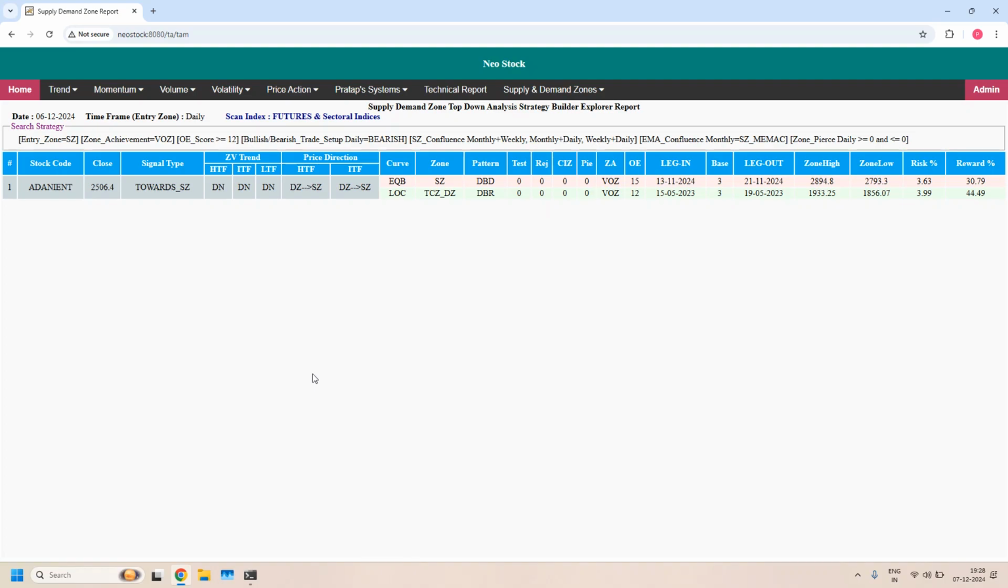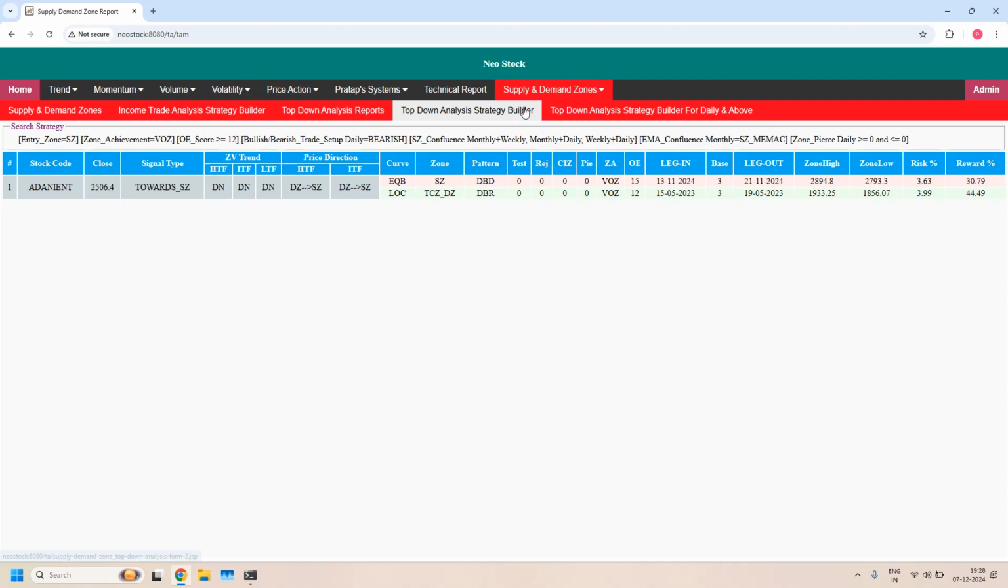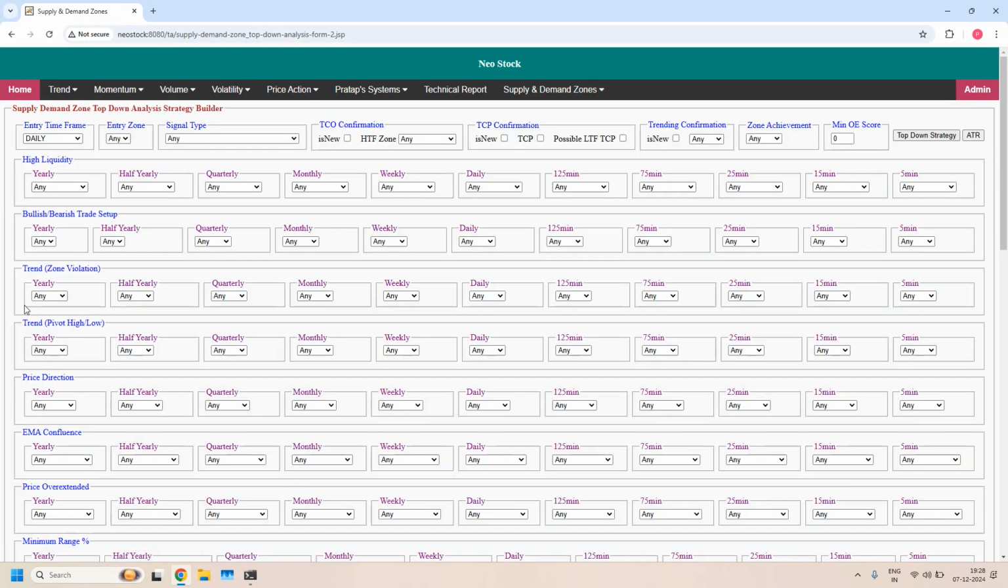Next, let us look for bullish trade setup for weekly income trade. Earlier it was monthly income trade, now weekly income trade. Bullish trade setup. Entry time frame is 75 minutes. Entry zone is a demand zone, bullish trade setup. In bullish or bearish trade setup at 75 minutes time frame, I am selecting bullish.